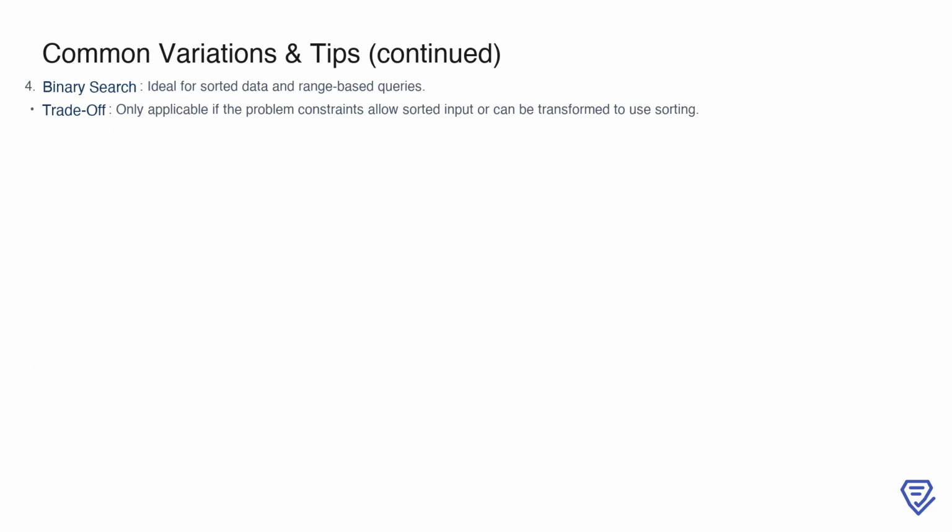Finally, binary search is a highly effective technique for problems involving sorted data or range-based queries. It allows you to reduce the search space logarithmically, making it an optimal choice for scenarios where time complexity is critical. However, this method is only applicable if the problem provides sorted input or if the data can be transformed into a sorted format. Understanding when and how to use binary search can significantly enhance your problem-solving efficiency. By carefully tailoring your approach to suit the problem's constraints and leveraging the right techniques, you can create solutions that are both efficient and elegant.